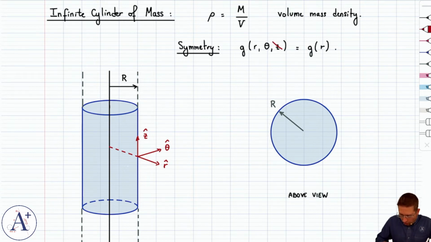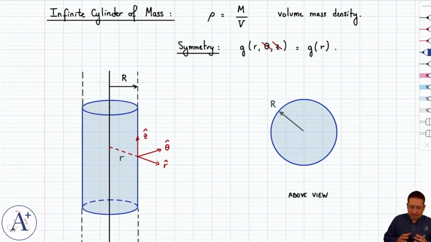And if you walk around the cylinder, you should always see the same thing. There's nothing special about one side versus the other. And so there's rotational invariance. In other words, it does not make sense to have g depend on theta. So g is just a function of r, the radial distance between the axis of your cylinder and the point that you're considering. So we know that g is only a function of one variable.